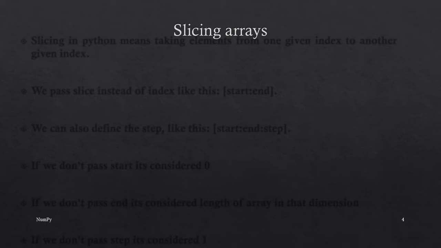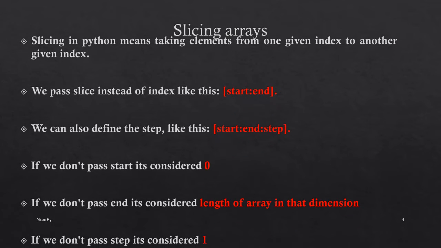Next, slicing arrays. What do you mean by slicing in Python? Slicing means taking elements from one given index to another given index. In order to perform slicing, we can pass a slice instead of an index location. That is, we have to specify the starting index location and ending index location. So one way is to provide 2 locations, start and end.